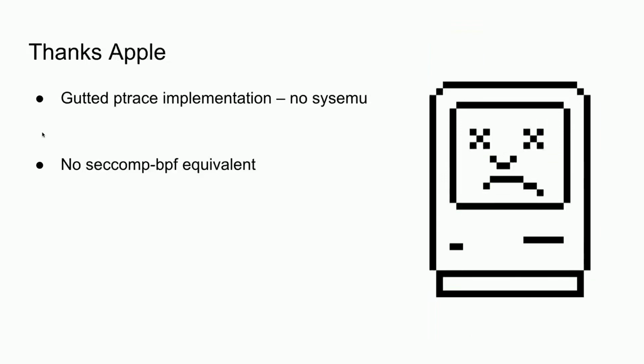On Linux, the normal way you do this is with ptrace. It's basically built for this. But Apple has completely gutted the ptrace implementation on XNU, and it's always been like this. This is not a recent development. There's also no seccomp equivalent, which you could also use on Linux to do similar things. And so we're left with basically no equivalent way to intercept any of these things blocking to another userland program.